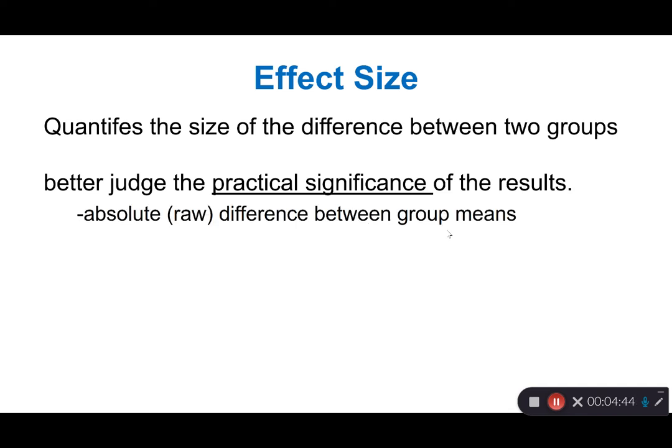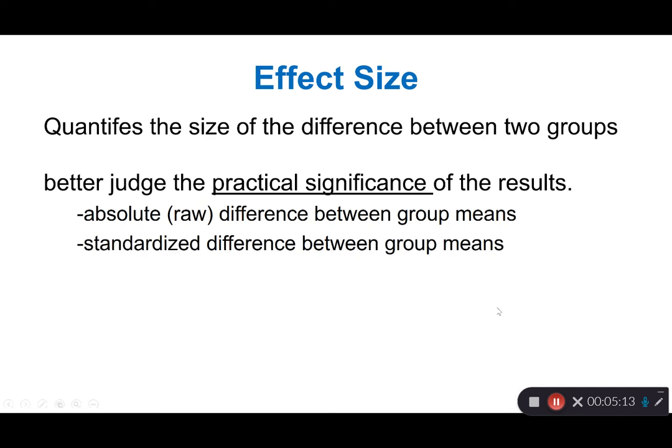One way to look at it is the absolute or raw difference between two group means. Right? That's the absolute effect size. So if the kids who take my SAT class score 1,500 on average, and the kids who do not take the SAT class score 1,000 on average, my absolute effect size would be 500 SAT points.